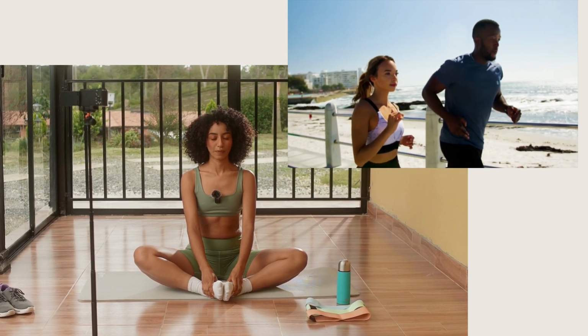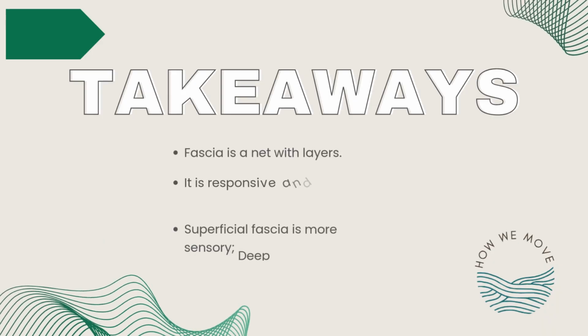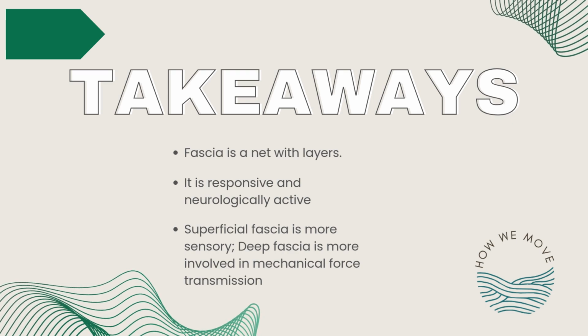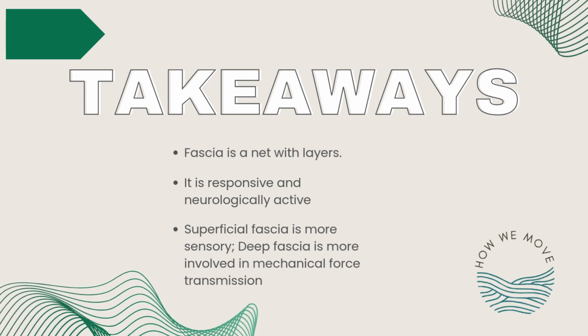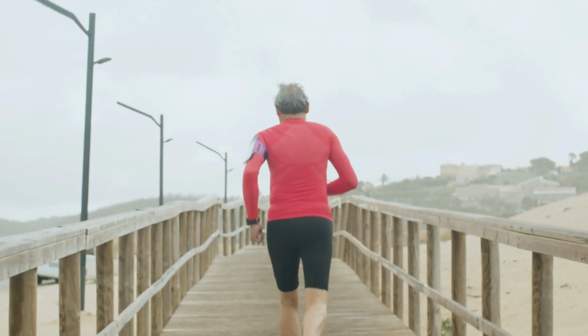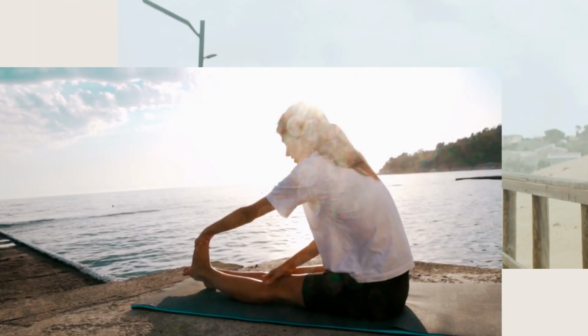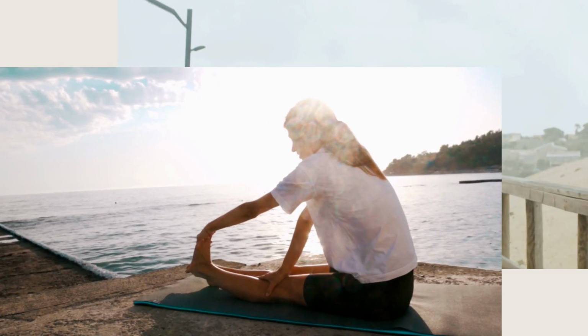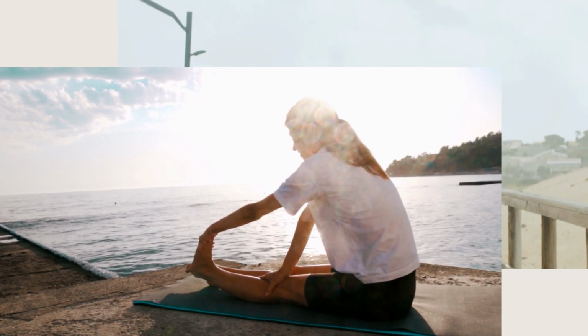Here's what we've learned so far. Fascia is layered, responsive, and neurologically active. Superficial fascia is more about sensory information. Deep fascia is more involved with mechanical force transmission. Each layer has unique roles and therapeutic needs. Understanding layers helps us be more precise and effective in dealing with issues.